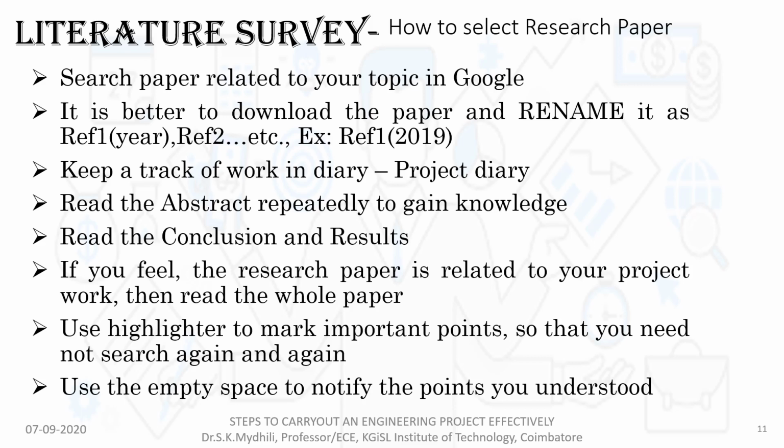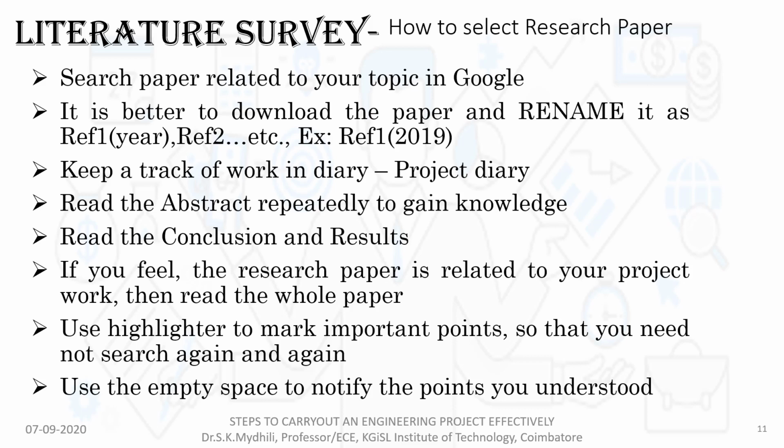Read the abstract repeatedly to gain knowledge of what is done in that particular paper. Read the conclusion and results first. Don't go with the introduction or methodology first. In order to download a paper, first read the abstract repeatedly to see whether it is suitable for your chosen area, and finally go to the conclusion and results. You might get an idea of the end result and the expected result you are going to get. If it matches the ideology you have chosen for your project, then go ahead with downloading the paper, rename it and save it.